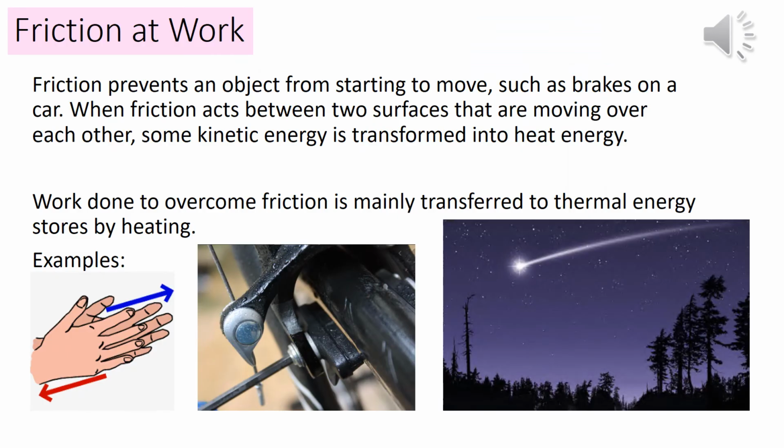So to get something moving, or equally to stop something moving, you need friction. So friction prevents an object from starting to move. So obviously we all know the brakes on a car or the brakes on your bike. So the middle picture here is the brakes on the bike. Actually use friction to stop something moving.